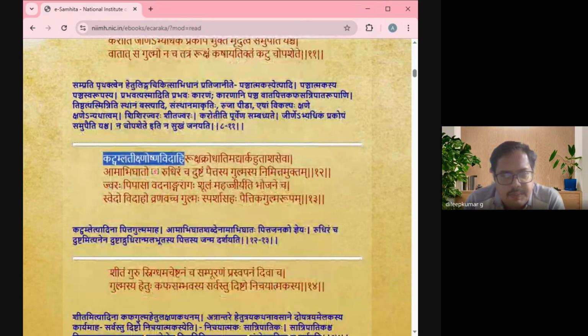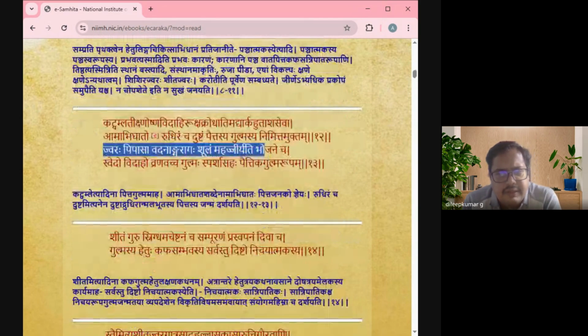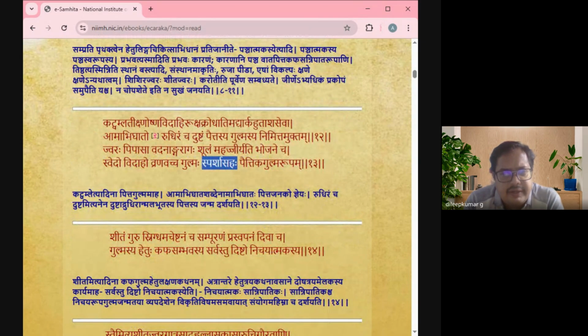So it is characterized by Jwara, Pipasa, Vedana, Anga Raga, Shulam, etc. So all the inflammatory features of the GIT tract. Sparsha Asaha, it is very severe tenderness. The person will not allow palpation. Vranavascha, Vidahu Vranavascha, underline the word Vranavascha. There may be ulcers, gastric ulcer, duodenal ulcers, etc. So Vranavascha Gulma is Paitika Gulma.